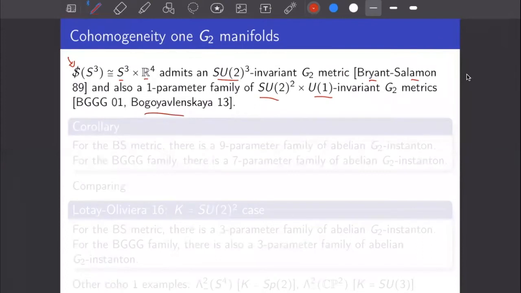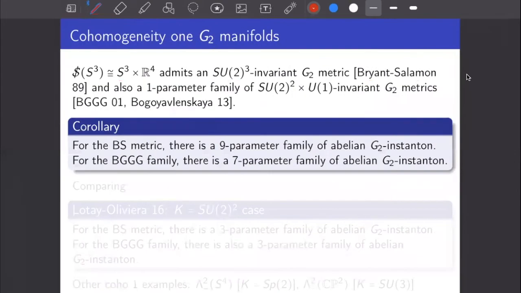Okay, so on S3 times R4, there's a large family of G2 holonomy metrics, and these are converging to a cone-type metric. So these groups act with principal orbits having codimension 1, generally speaking. In this case, the principal orbits are S3 times S3, and the singular orbit is the zero section of the spinor bundle, so just S3.